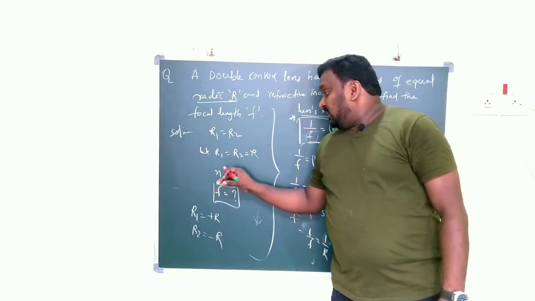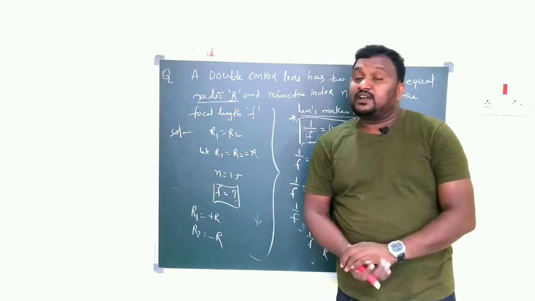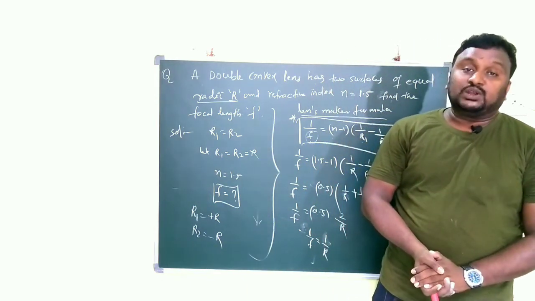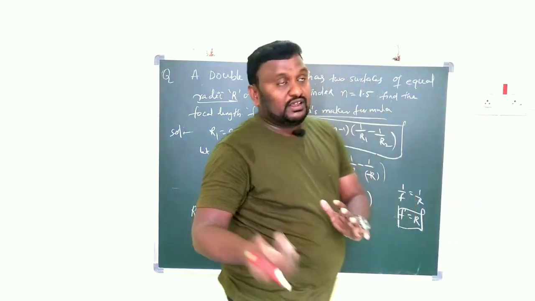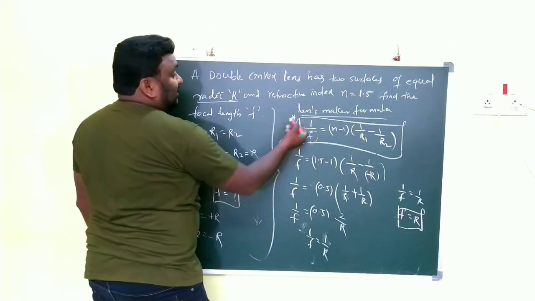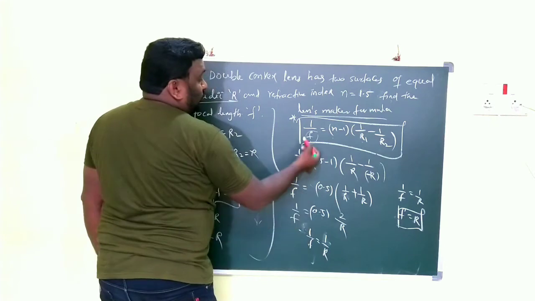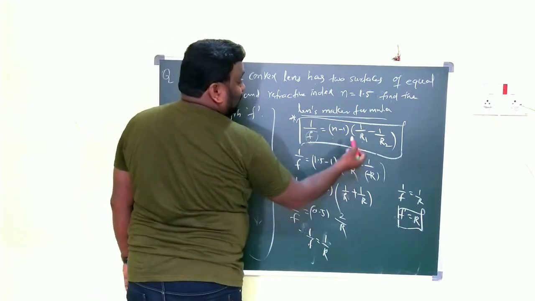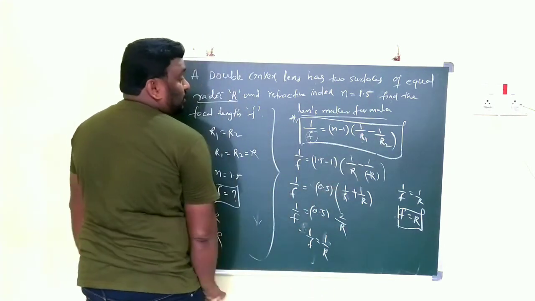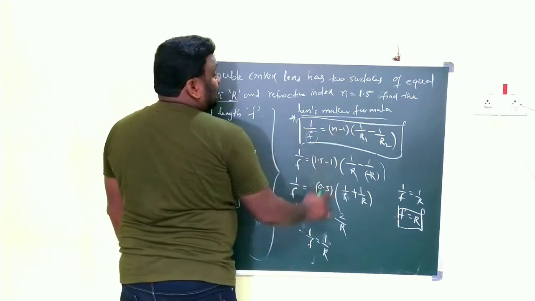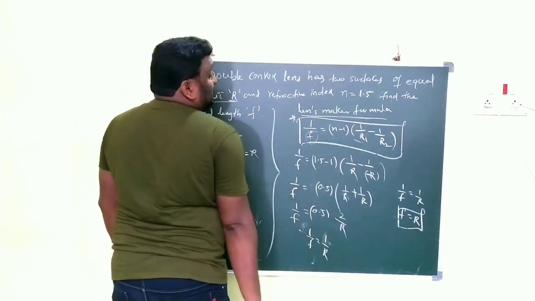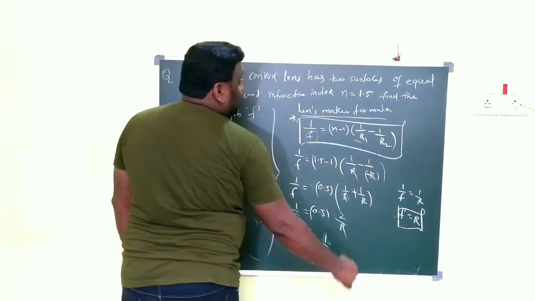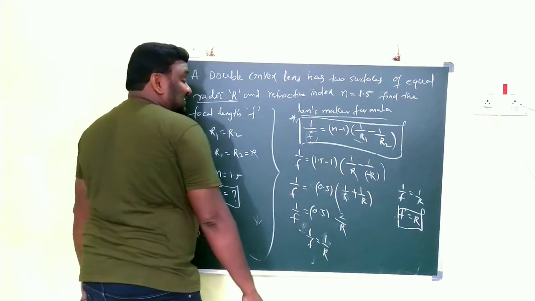And now the next thing is what? The given value is N is equal to 1.5. What is N? Refractive index. And F we have to calculate, that is the focal length. So for that we are using the lensmaker formula: 1 by F is equal to N minus 1 into 1 by R1 minus 1 by R2. Here F is the focal length, N is the refractive index, R1 is the radius of curvature of first refracting surface, and R2 is the radius of curvature of second refracting surface.